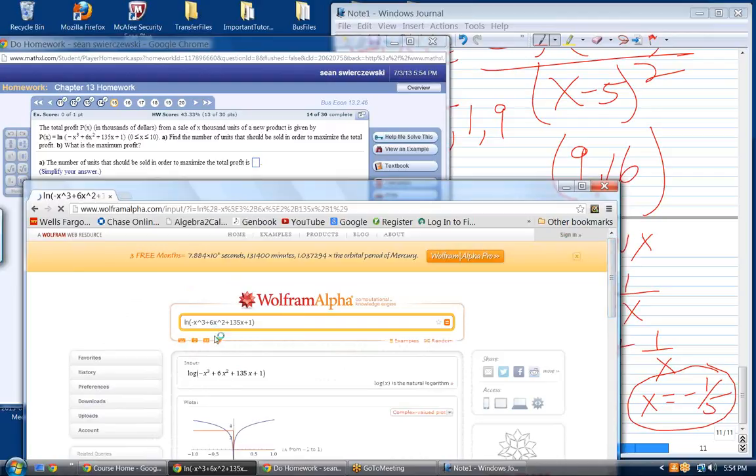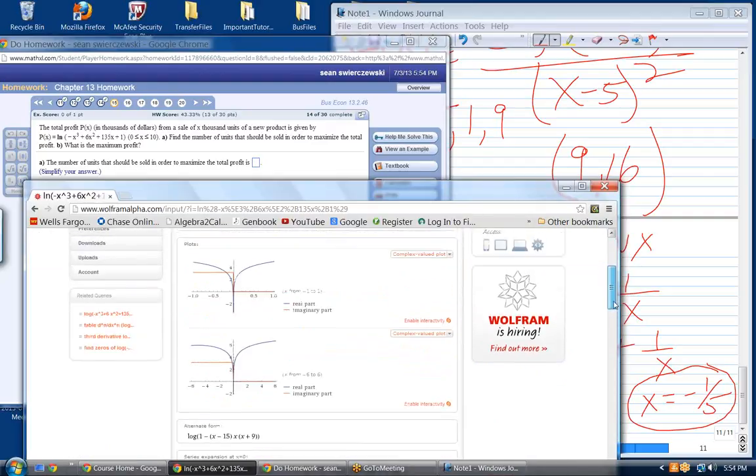Did I get it right? Let's see, natural log, even though it says log, it means natural log. That tells me that over here. Okay, that looks right. And again, the blue part going right is our curve. The blue part going left combined with the orange part going left is the complex solution. So according to this, we have no relative minimum, we have no relative maximum.